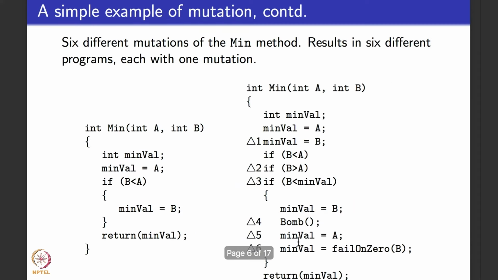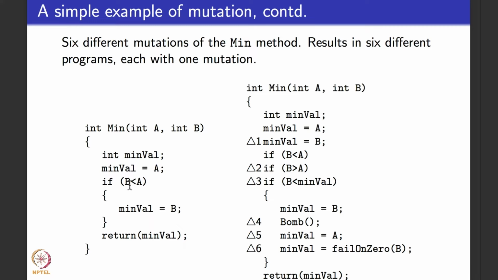So if you go back, this was the sixth mutation. I took this statement min val is equal to b in the ground string, and instead of b, I put fail on 0 of b. So it's like saying what would happen to this program if the value of b was 0. In testing, usually during unit testing and debugging, it's recommended that programmers give every variable's value as 0 and test. So this fail on 0 mutant is very useful for that.